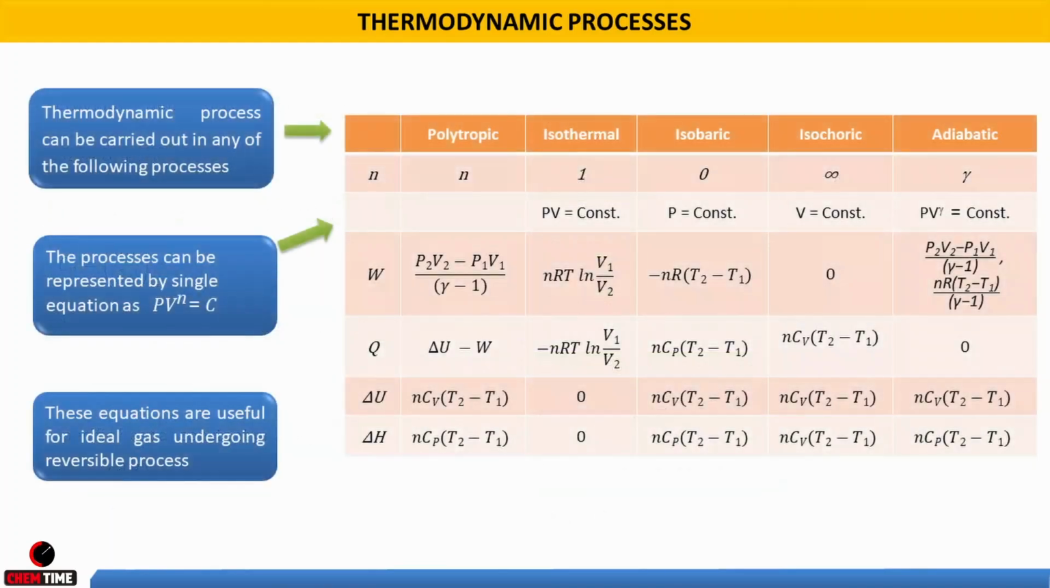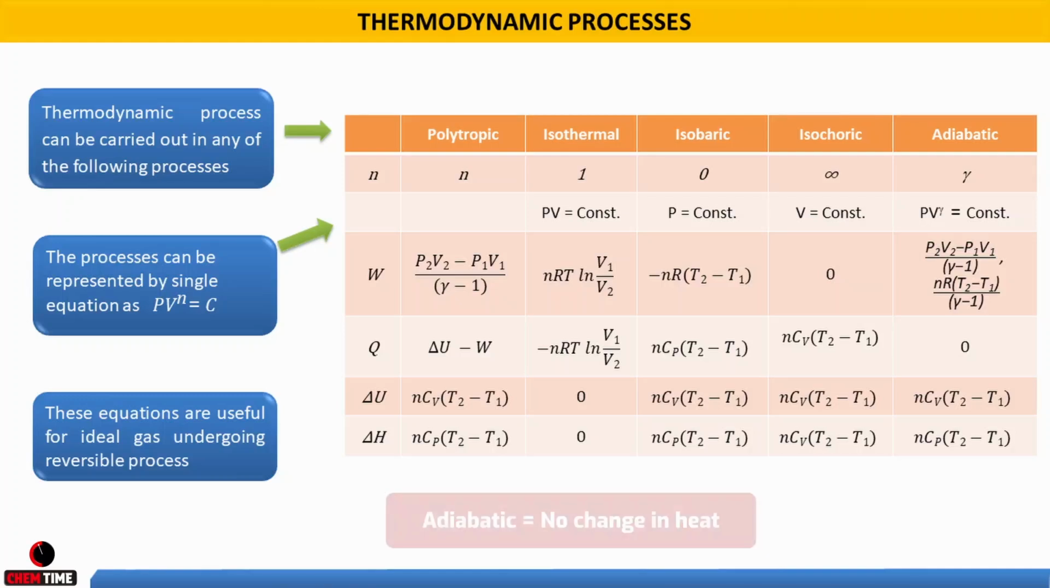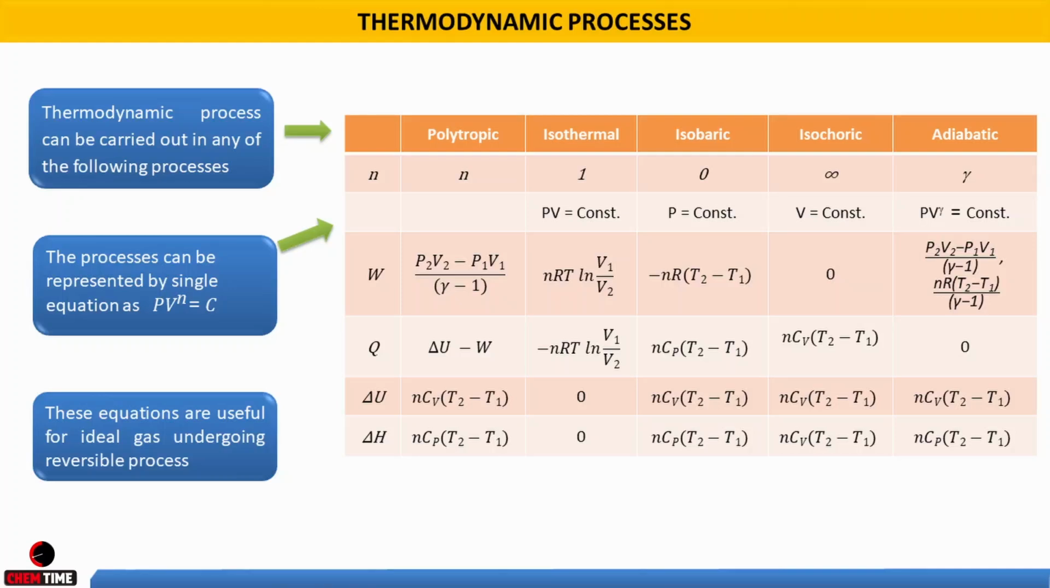The processes which we assume to be reversible can be categorized into polytropic, isothermal, isobaric, isochoric, and adiabatic. Whenever the word iso comes, it refers to constant. That is, isothermal means constant temperature, isobaric means constant pressure, isochoric means constant volume, and adiabatic means no change in heat. And polytropic refers to neither isothermal, nor isobaric, nor isochoric, nor adiabatic.